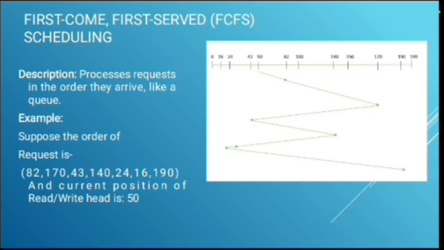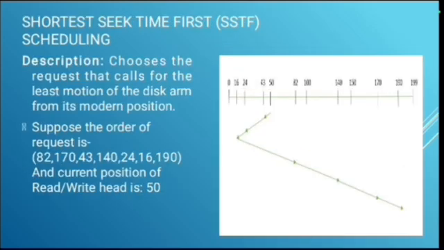After 43, we received 140. So it has been moved to 140, then 24, then 16, then finally it is reaching the end of the process requests, which arrived last, that is 190. This is how the first come first serve scheduling algorithm works.